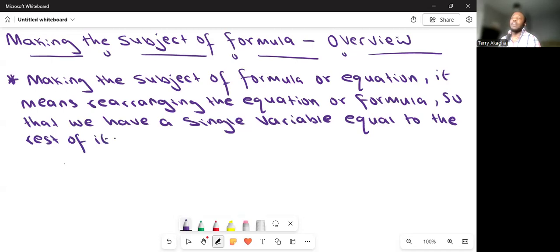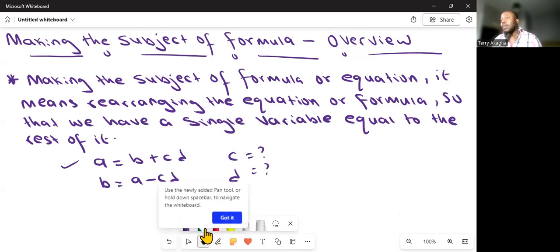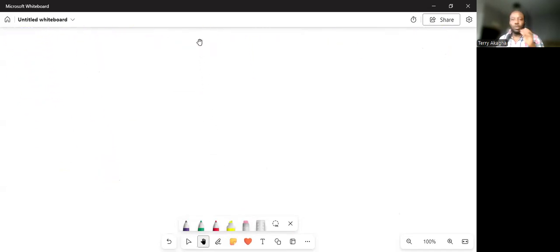Okay. So for example, if for instance you had A is equal to B plus CD, okay? So you can also write this again as B is equal to A minus CD, and you can also do the same thing for C. You can also do the same thing for D. Is that okay? So that's what we're trying to say. So you have a particular variable equal to the rest of it. All right, so we've gotten that out of the way. We've gotten that sorted. So now there are some key things that you need to know.